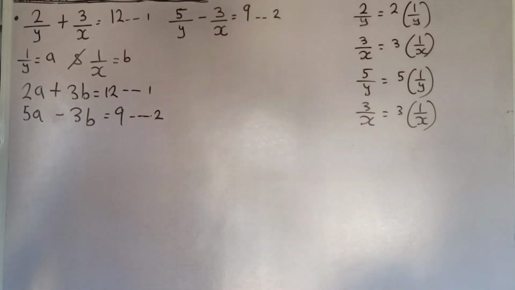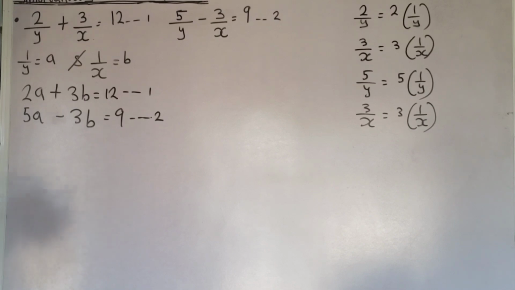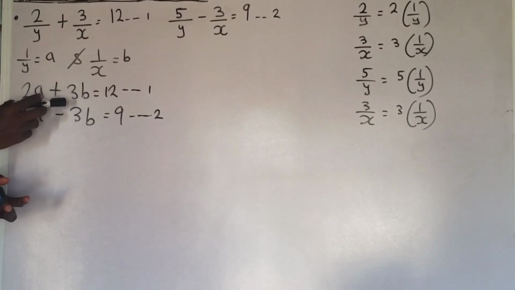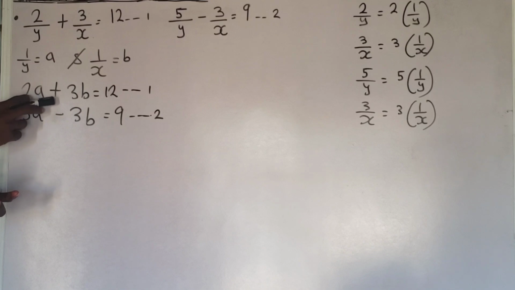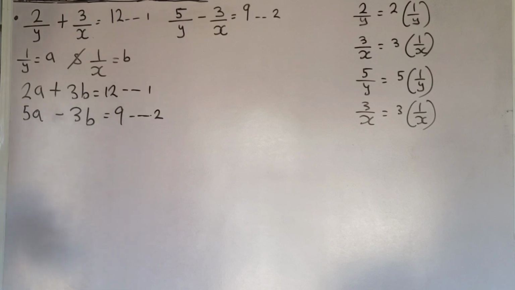Yeah, we just have to add both equations to eliminate b, and the reason why we are adding is because the sign of b in equation 1 is positive, and the sign of b in equation 2 is negative. So if I add both equations, I've already eliminated b like that. You understand? So let us add.